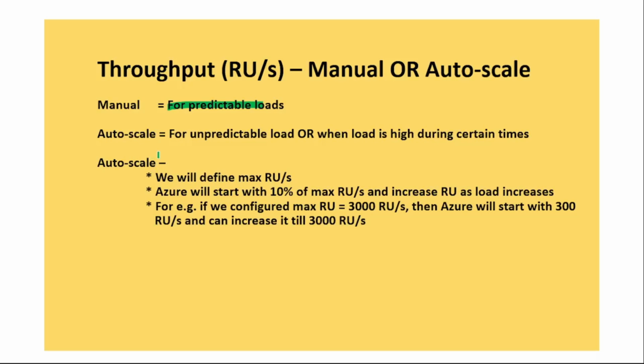And now let's discuss auto scale mode. We can use auto scale mode for unpredictable load or when load is high during certain times. Let's try to understand it in detail. Here we will first define max RUs, and Azure will start with 10% of the max RUs we defined, and it will increase RUs as the load increases. For example, if we configured max RU equal to 3000 RU per second, then Azure will start with 300 RUs and it can increase it till 3000 RUs.